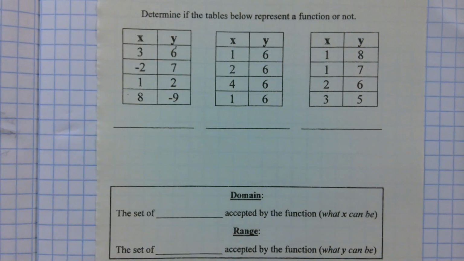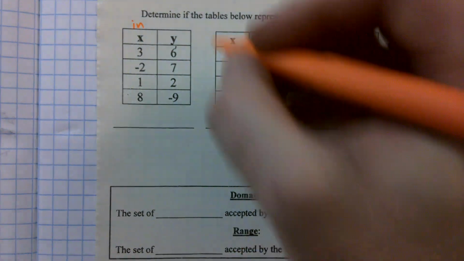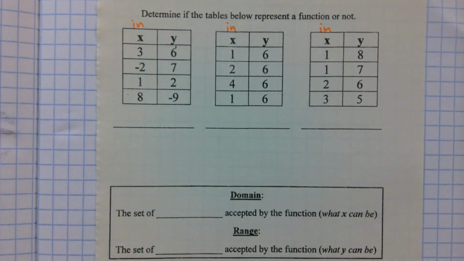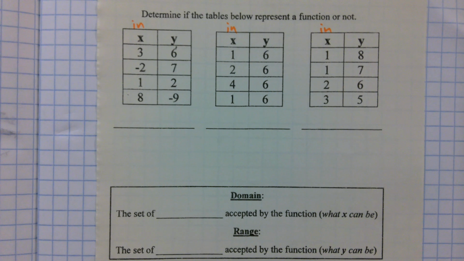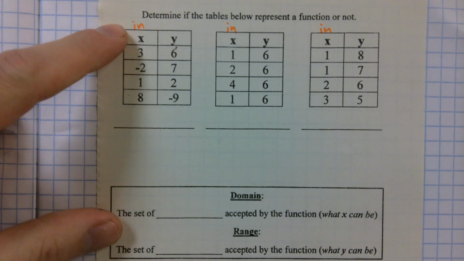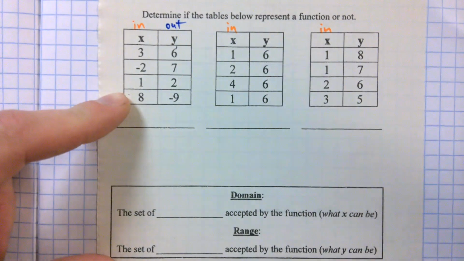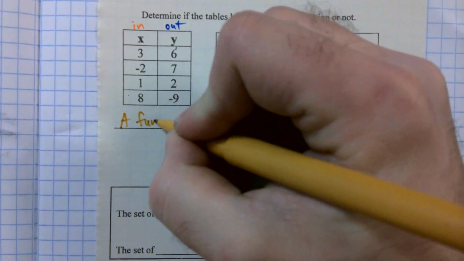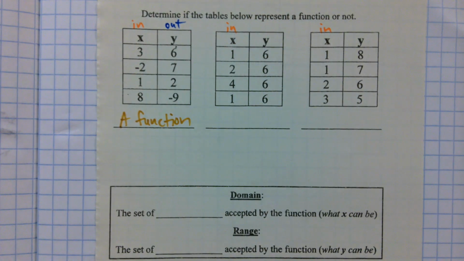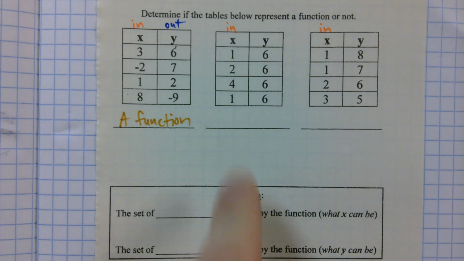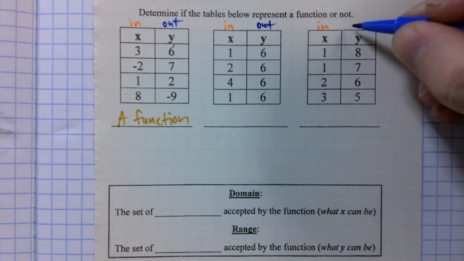What are my inputs in this first table? 3, -2, 1, and 8. Perfect. Are there any repeating inputs here? No, those are 4 unique numbers. So I technically don't even need to look at my outputs because I know this is a function. There's nothing repeating. Everything's unique. This would be a very ugly graph if we plotted it. It might be discrete, which is okay. Just 4 random dots. Still a function. If we plotted these, there would be no dots directly above each other, right? Yes.